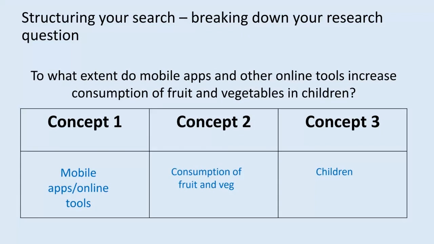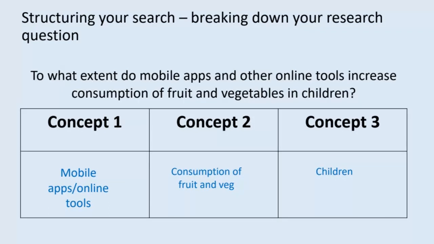So you might start with a question such as the one on the screen. To what extent do mobile apps and other online tools increase consumption of fruit and vegetables in children? Okay, you might come up with this question. You might think that through more, think about any specific mobile apps, or is it just fruit and vegetables, or is it other dietary changes? Are children my population? What ages of children? And you may have more specific populations in mind. But for the sake of this session today, in this example, Sally and I have settled on this research question.